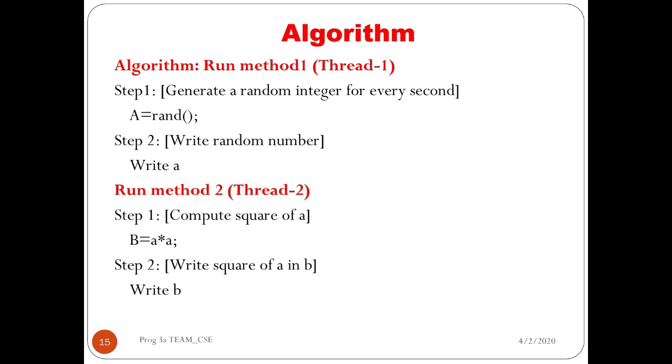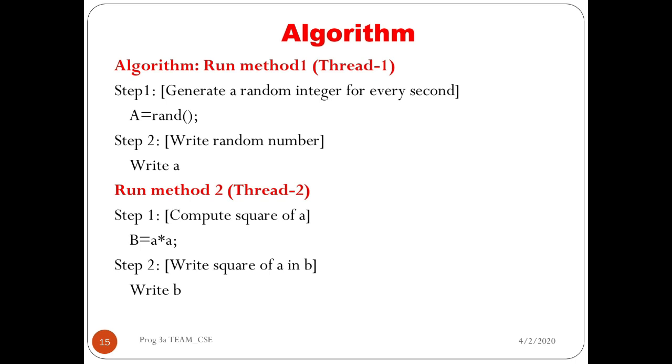Step 1, generate the random integer for every second. So a rand function will be used, and that will be stored into some variable a. Next, write the random number. It will display the random number. Next, run method 2, thread 2 it is.